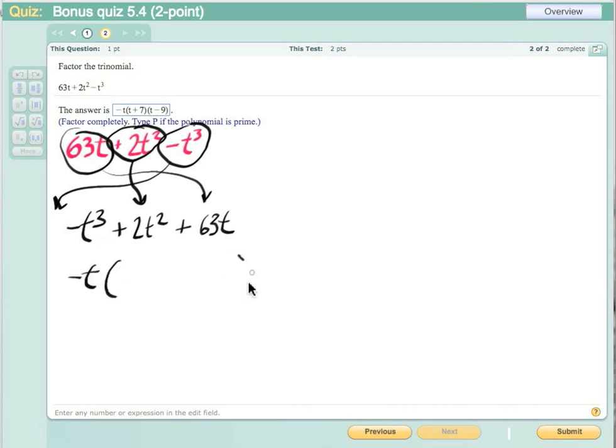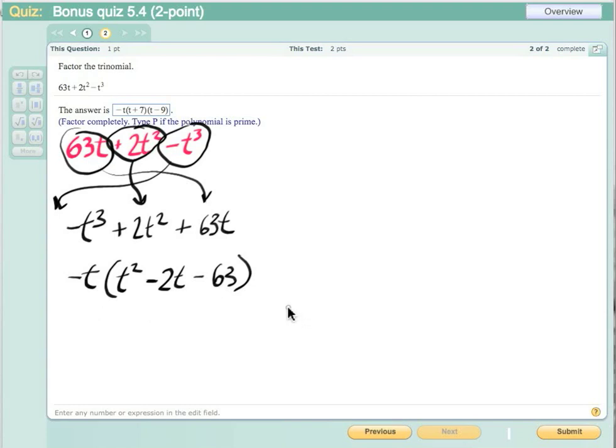And of course I ask myself what got left behind. And we have a t squared. And let's just double check that. Does that multiply to negative t cubed? It does. And then when I take a t from this term, I have 2t, and I want it to end up being plus 2t when I do this multiplication. So if I have a minus here, then a negative t times a negative 2t gives me a positive 2t squared. And it's the same idea here. I take away the t and I'm left with a negative 63. Notice that gets me back 63t.